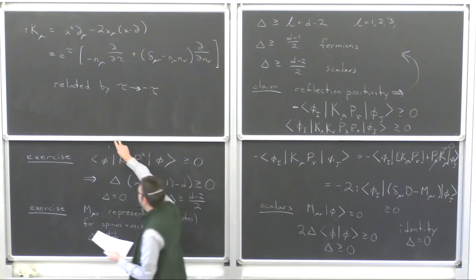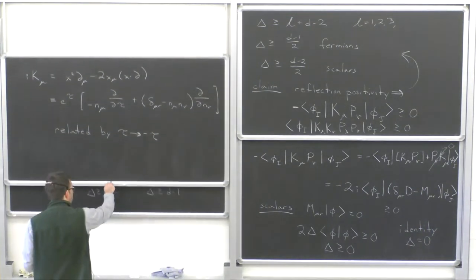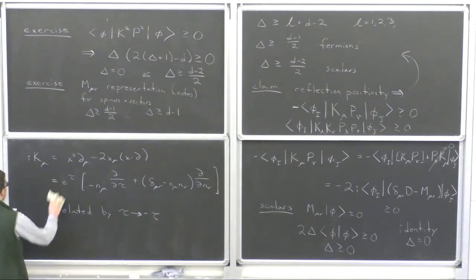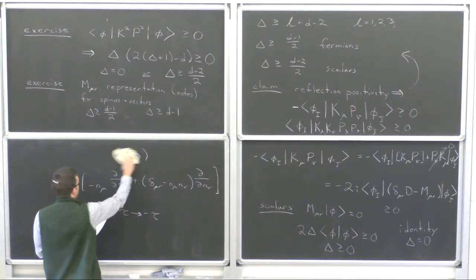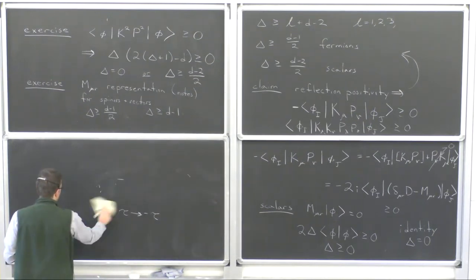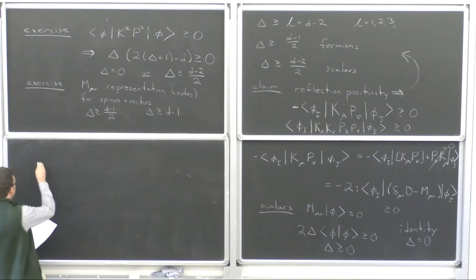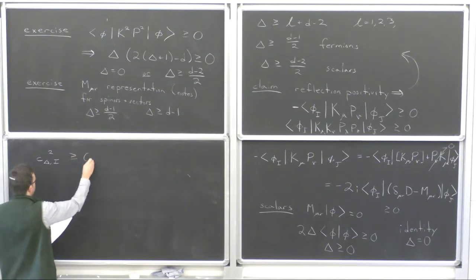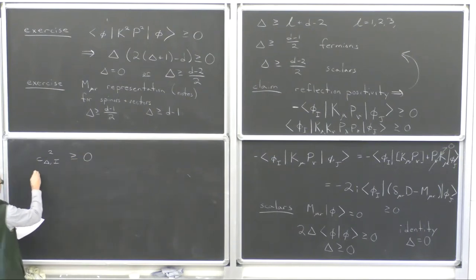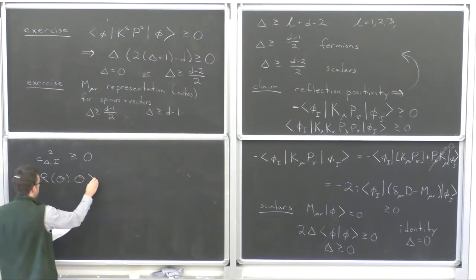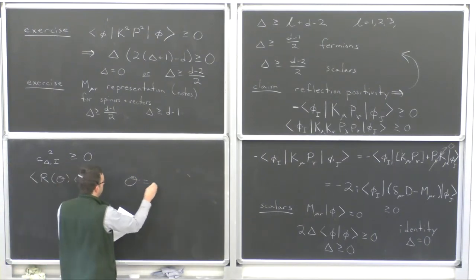And then the last thing, I think I said it last time as well, I can say it again. There was also this business about the three-point function coefficients being greater than or equal to zero. So the idea here is I use reflection positivity for a string of three operators.